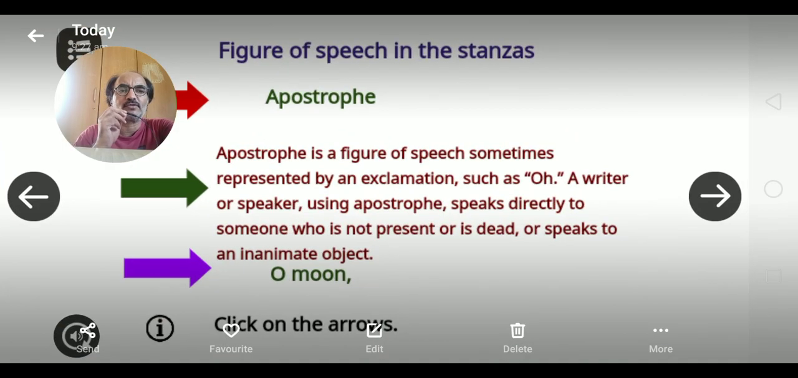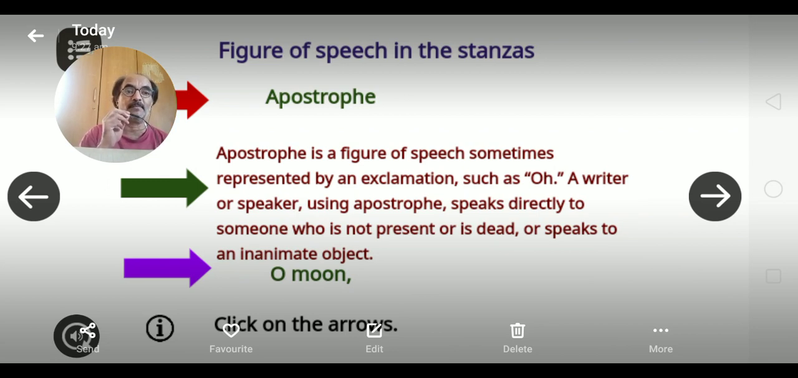What is apostrophe? Apostrophe is a figure of speech sometimes represented by an exclamation such as "Oh." The writer or speaker using apostrophe speaks directly to someone who is not present or is dead, or speaks to an inanimate object. It means when you speak to somebody who is non-physical. For example, the concept like God. We have not seen God, but we believe that there is God, and we speak to God.